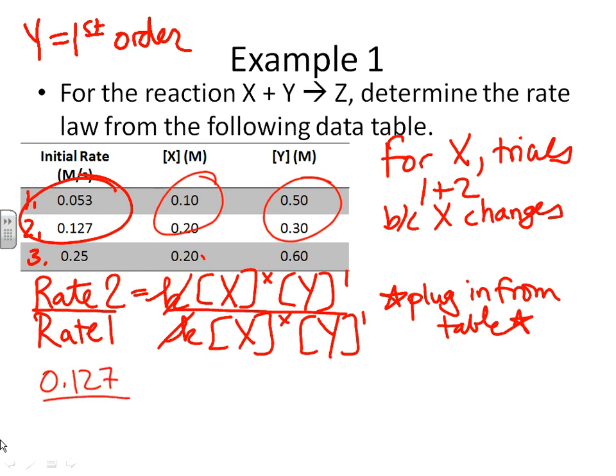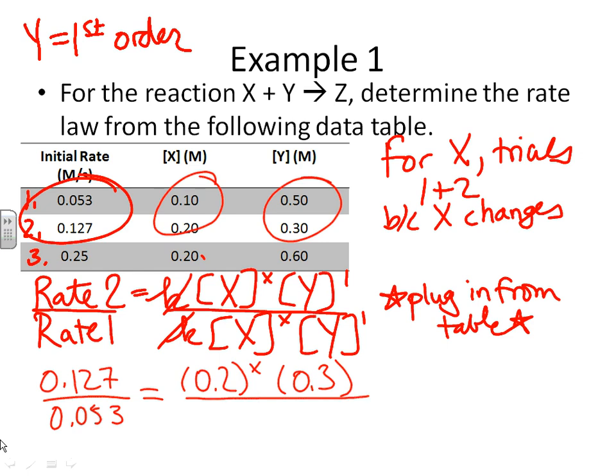0.127 was the rate divided by 0.053. Now I got rid of k because it's a constant. What's the concentration of x in trial 2? The concentration of x in trial 2 is 0.2, and I'm raising that to the x. Concentration of y is 0.3. That's to the first, that's just 0.3, so I'm going to leave it as that. Divided by, and then trial 1. The concentration of x in trial 1 is 0.1. Raise that to the x, and the concentration of y in trial 1 is 0.5. This is going to allow me to calculate x. I will be able to solve for x based on this comparison, because at this point it's just doing math.